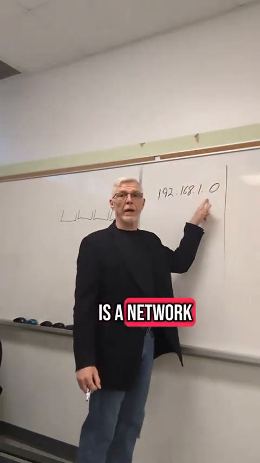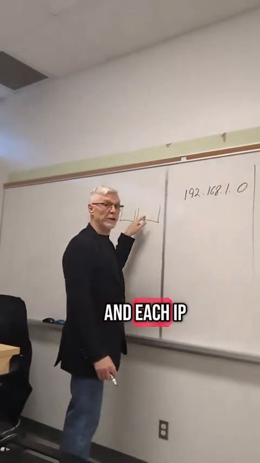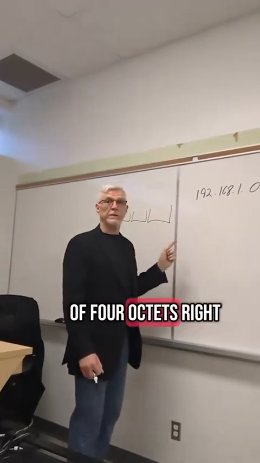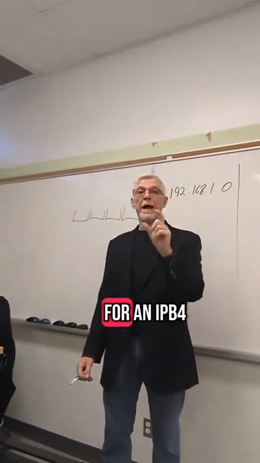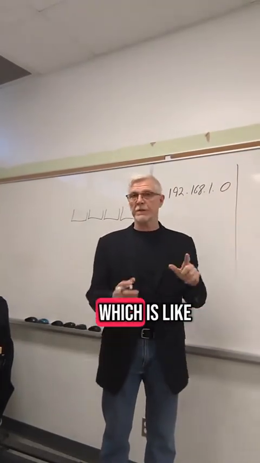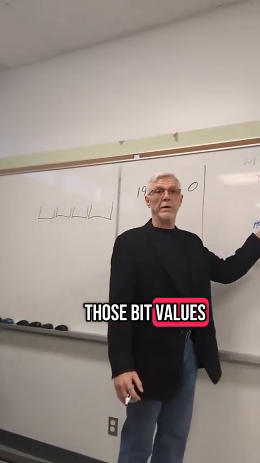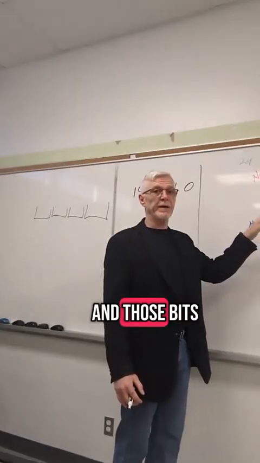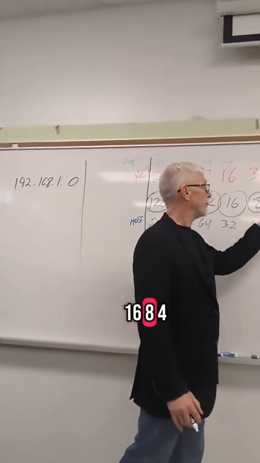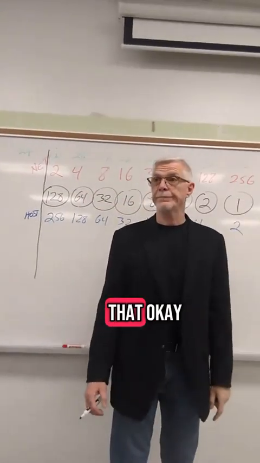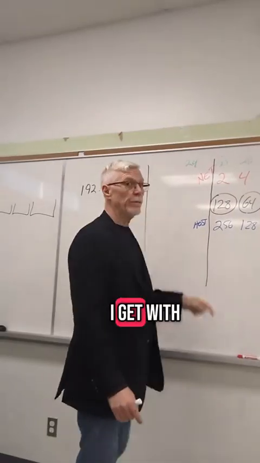192.168.1.0 is a network ID. The 0 represents available hosts, and each IP address is made of 4 octets, right? Each octet has 8 bits, which means we get 32 bits for an IPv4 address. Now, an IPv6 is like 64, right? Which is completely different. Each one of those bit values of those octets has bits, and those bits all have the same value, like 128, 64, 32, 16, 8, 4, 2, 1. You with me on that? Okay. How many hosts do I get with one free octet?